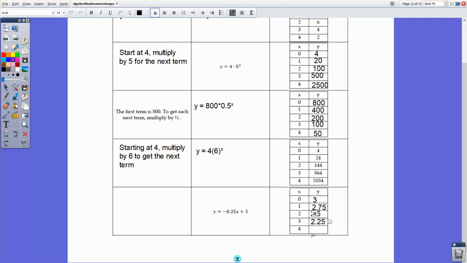And then 2. Okay? And of course, for recursive, just writing it out in words, start at 3, decrease by 0.25 to get the next term. That's it. So that concludes the algebra final exam review.